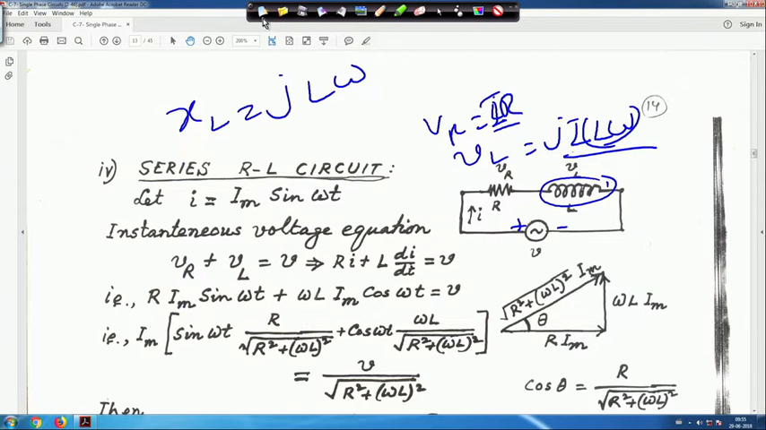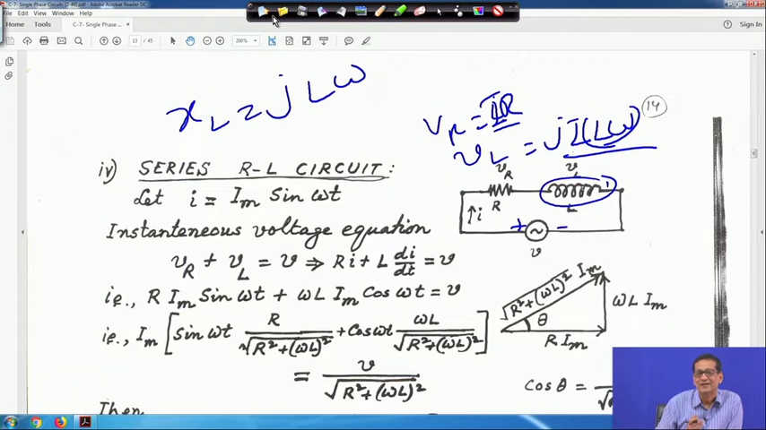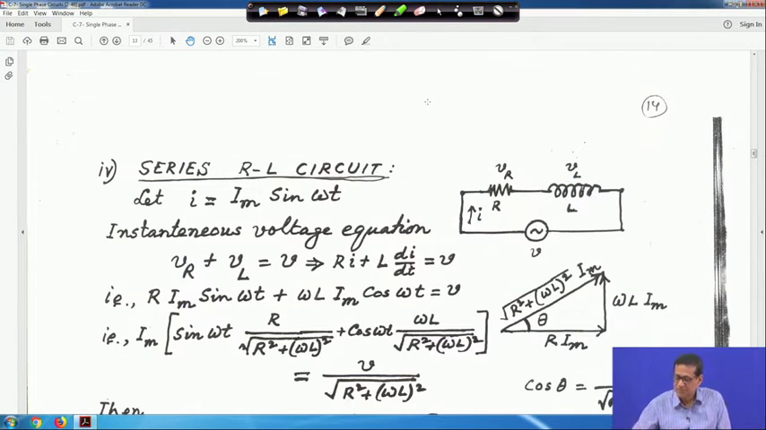Therefore, for a purely inductive circuit, we have seen it is jLω, and the current lags the voltage by 90 degrees. It was basically on the imaginary axis. So, this is your R and this is jLω.